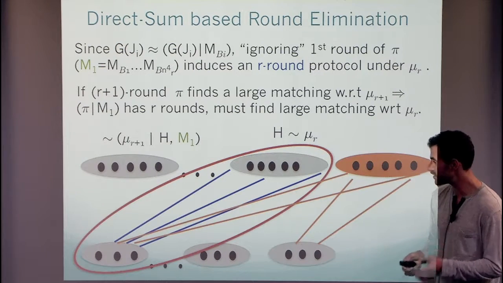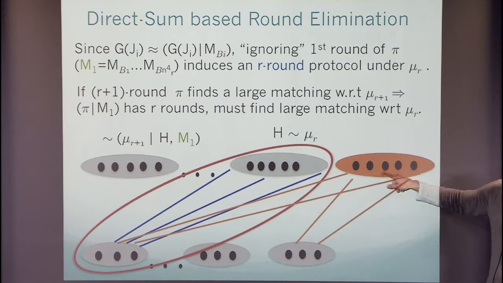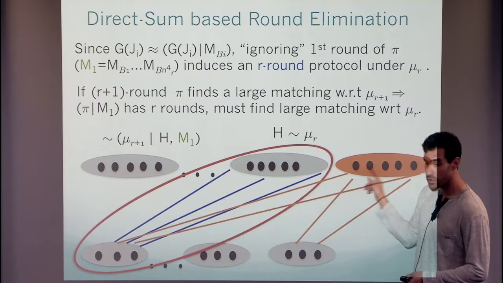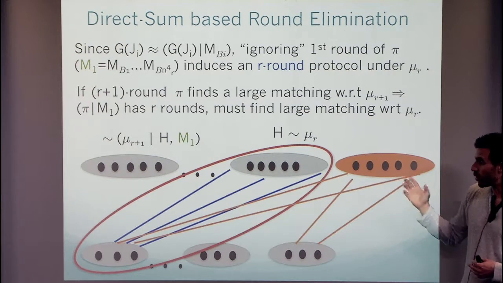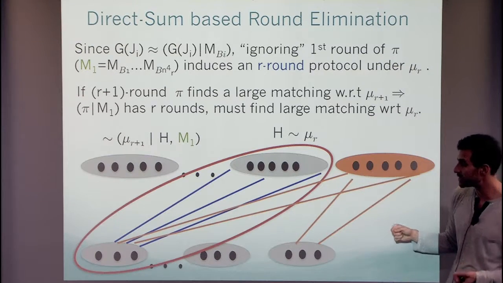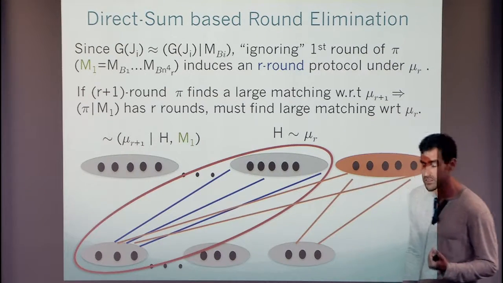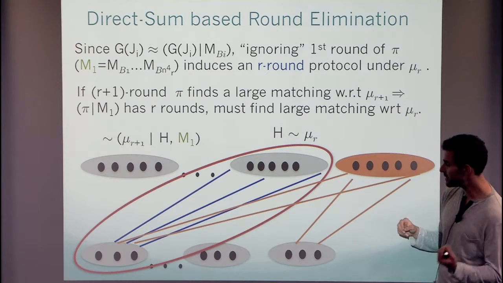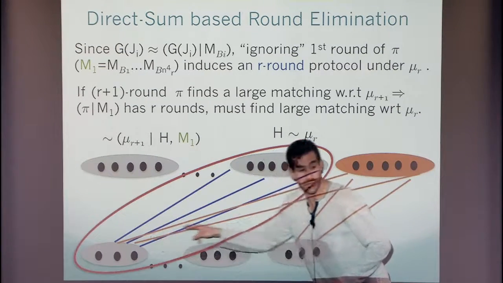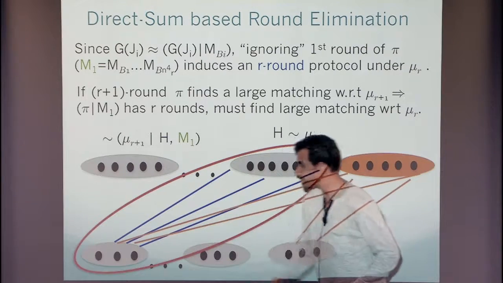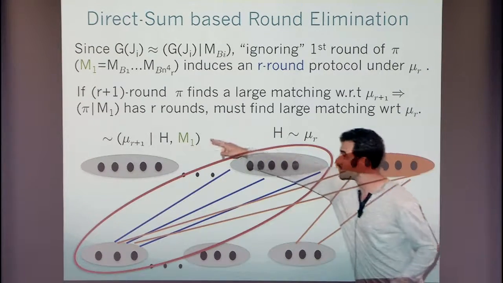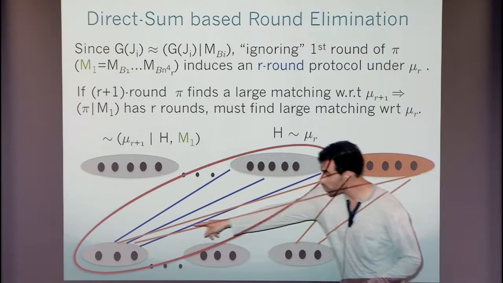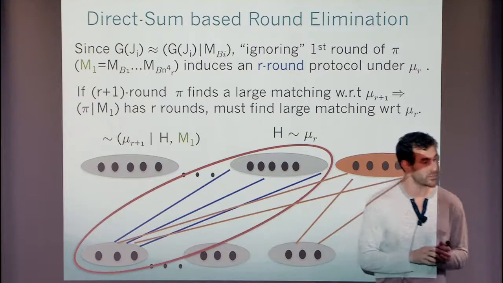What saves the day here is the fact that the edges to this graph are chosen independently. What we show is that since we chose the edges to the fooling graphs in mu sub r plus 1 independently, the only types of correlation created by conditioning on the first message are local correlations, in the sense that the edges to the fooling blocks of any bidder in this set only depend on the content of the message and his own private input.